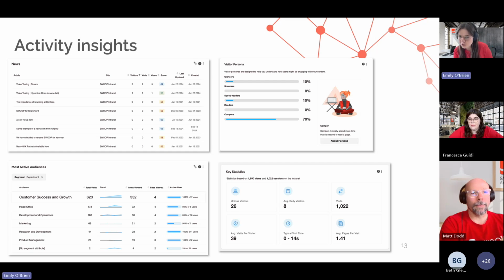I'm just seeing there's a quick question in the chat here. Can we associate a visitor persona to a page? So we can say, for example, this page should be mostly scanners. So if we're seeing lots of readers, then could that mean that we're doing something wrong?